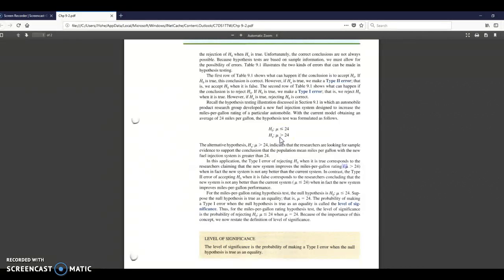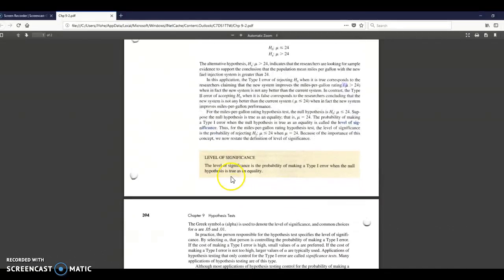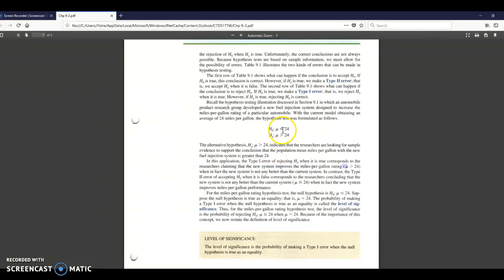If we accept that when it's false, then we could get in trouble with, say, the government, by falsely labeling our cars. The level of significance is the probability of making a type 1 error when the null hypothesis is true as an equality. So here, we're going to use what we call a level of significance to attach a probability of committing that type 1 error of rejecting H naught when it's actually true.